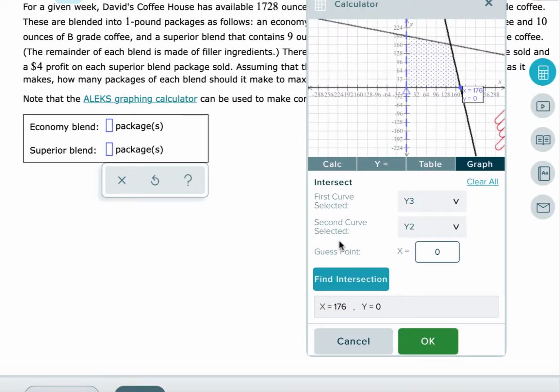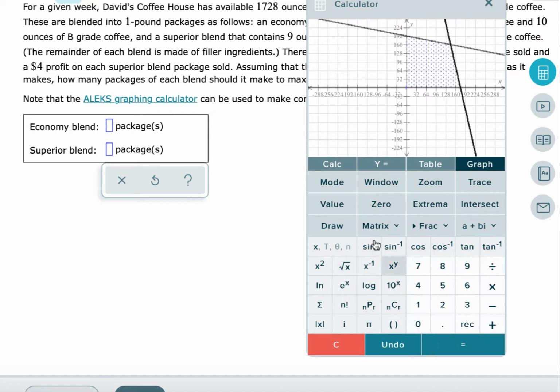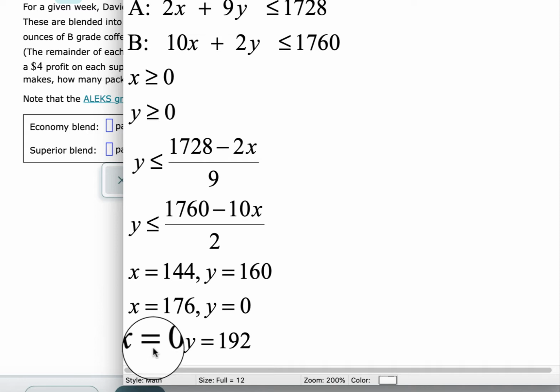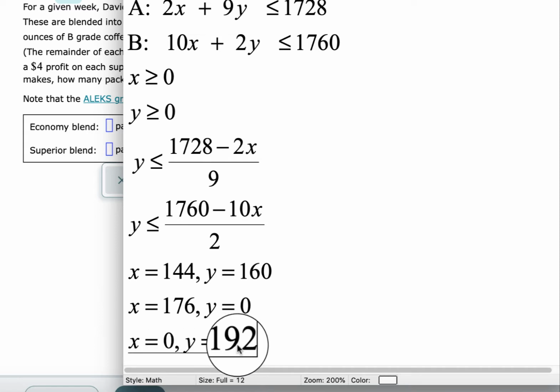To find the y-intercept, we're really looking at this value here when x is equal to 0. So we could substitute in x equal to 0 into y1, our first line, or we can also use a tool on ALEKS, which is called the value. So I'm going to find the value when x is equal to 0 for y1, which was the line that was not bold. And we have a value of 0 and 192. So we have a y-intercept of 192, that is when x is 0, y is 192.